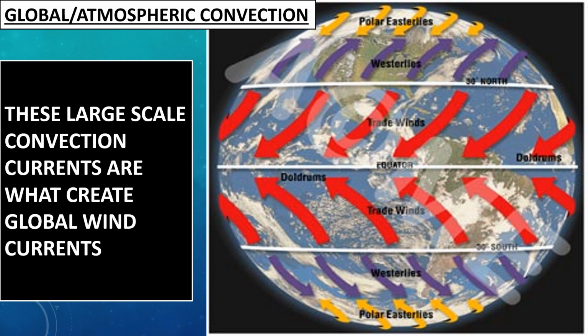So these large-scale convection currents are what create our global wind currents. And like I said, you have the easterlies coming from the east, the westerlies coming from the west. In the middle here, we have the doldrums and the trade winds, and we're going to talk about those in just a moment.